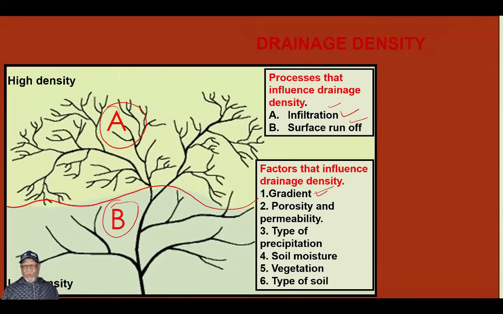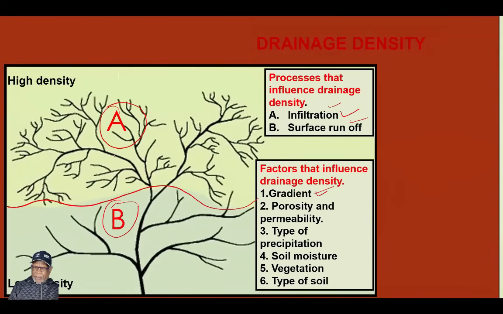And then soil moisture. What does it mean, soil moisture? It means at A, the soil is saturated. And because the soil is saturated, what do we mean saturated? The soil is full of moisture. And therefore, there's going to be less infiltration, but there's going to be more surface runoff. That is why A has higher density than at B. And it means at B, the soil is dry. Because of the dry soil, there is going to be more infiltration. Then because of more infiltration, there's going to be less surface runoff and lesser drainage density.